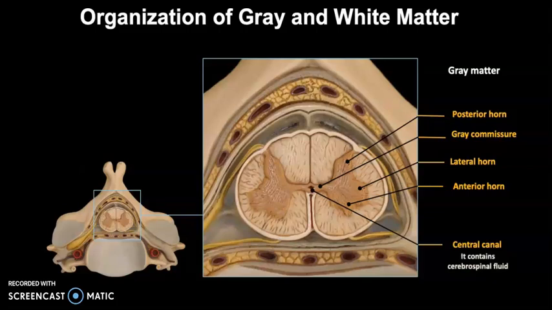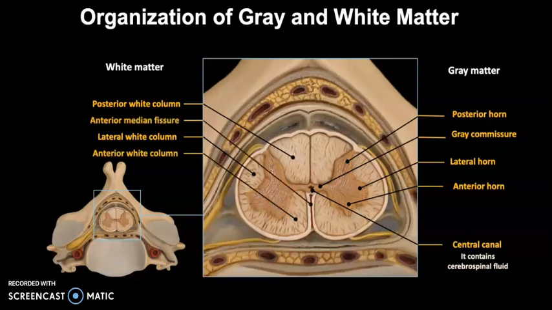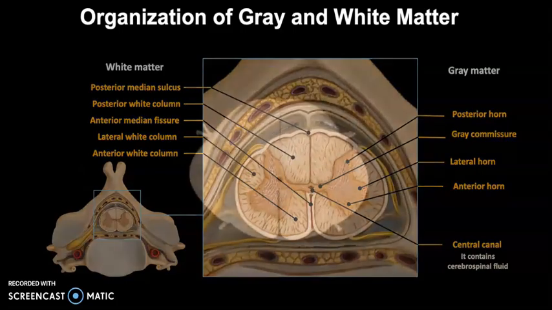In the middle of the gray commissure, you're going to have the central canal, which is going to contain, obviously, the cerebrospinal fluid. In the white matter, what we're going to have is columns or funiculus. That's going to be the posterior white column, lateral white column, and in front, you're going to have the anterior white column. The groove that you have in the anterior part of the spinal cord is going to be the anterior median fissure, and the groove behind the central canal is going to be the posterior median sulcus.